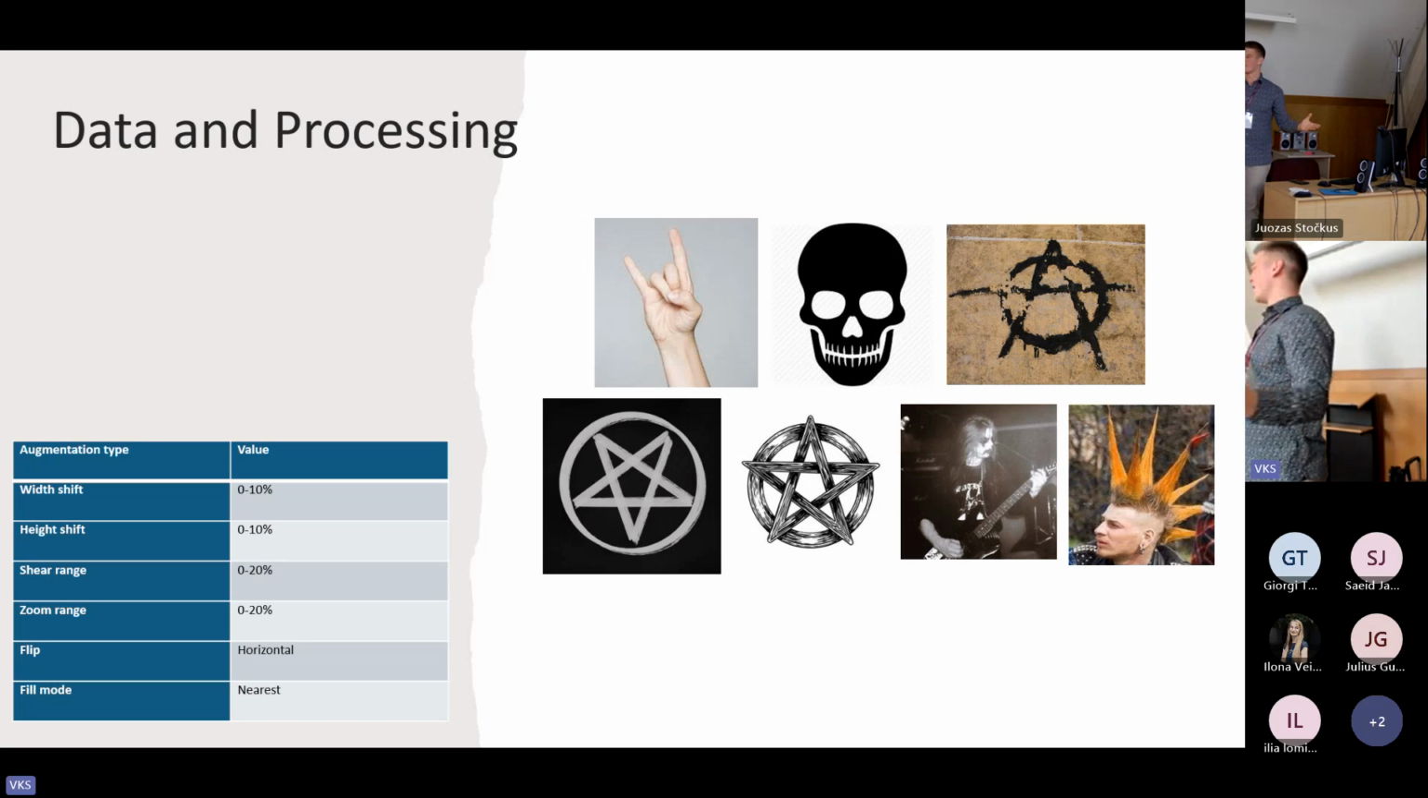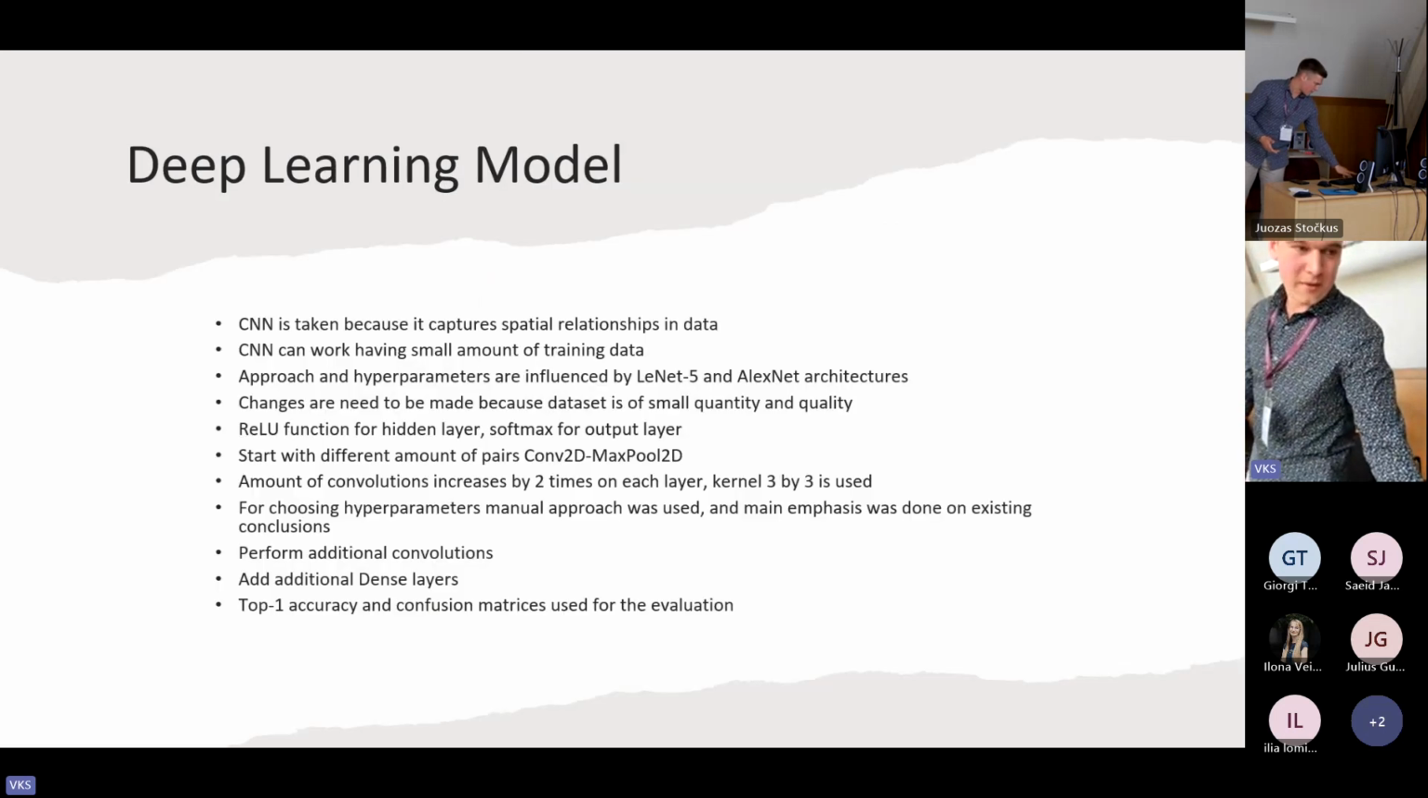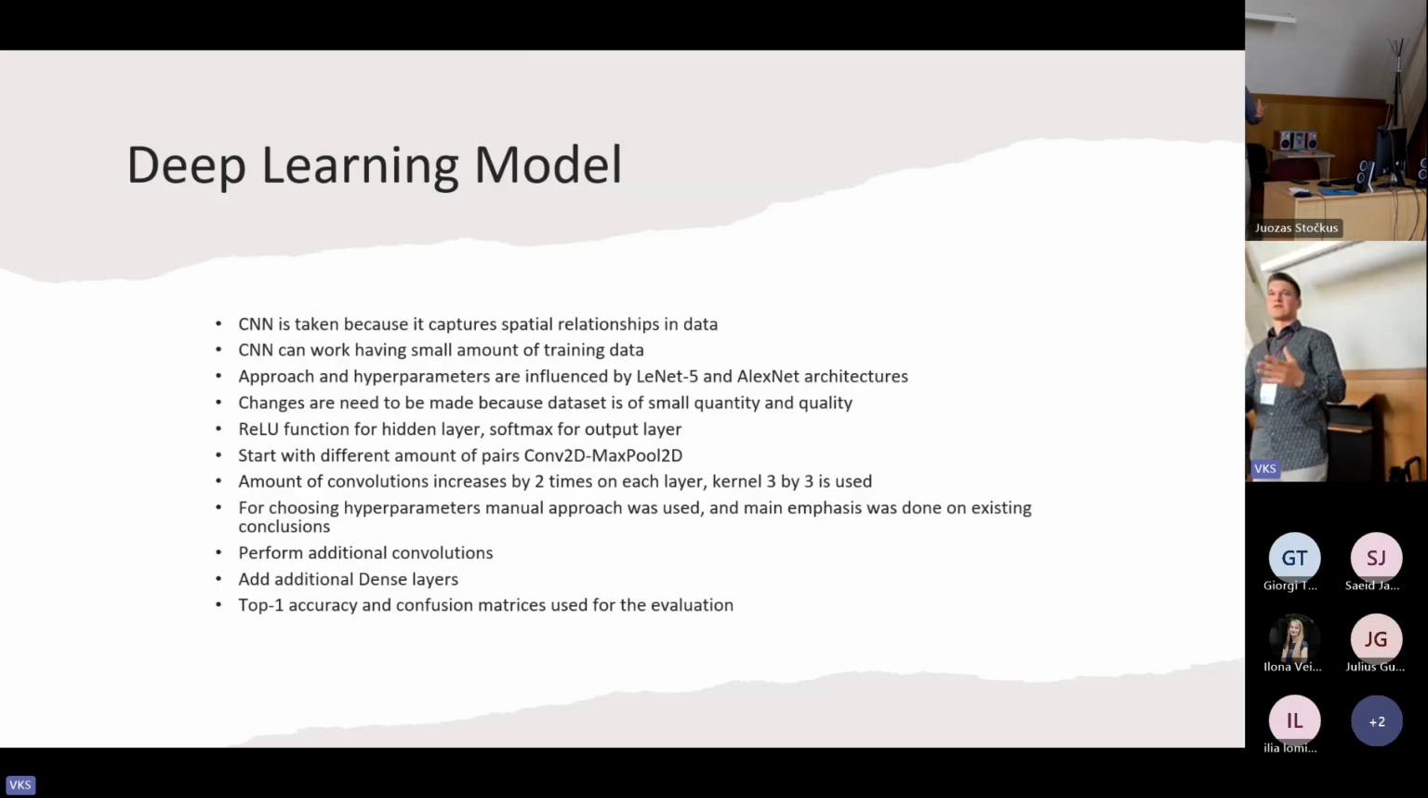Also, I applied different augmentation types to reduce model overfitting. And if we talk about the model itself, why should a convolutional model be used for this approach? First of all, it's taken because it captures spatial relationships in data, and this should make the model more invariant to different image transformations that occur when different amateurs capture the dataset. Also, a convolutional network can work having a small amount of training data.